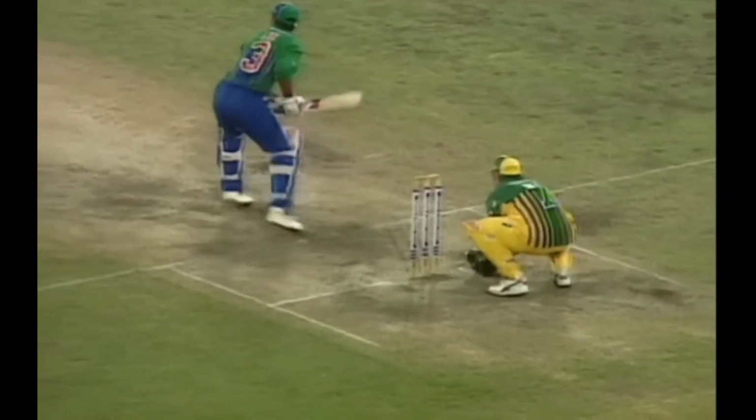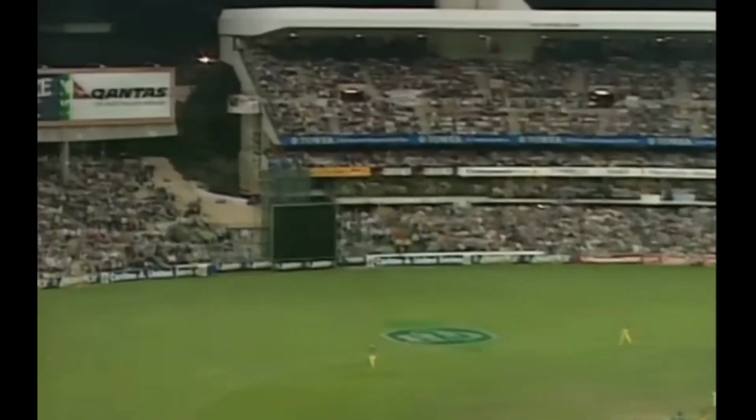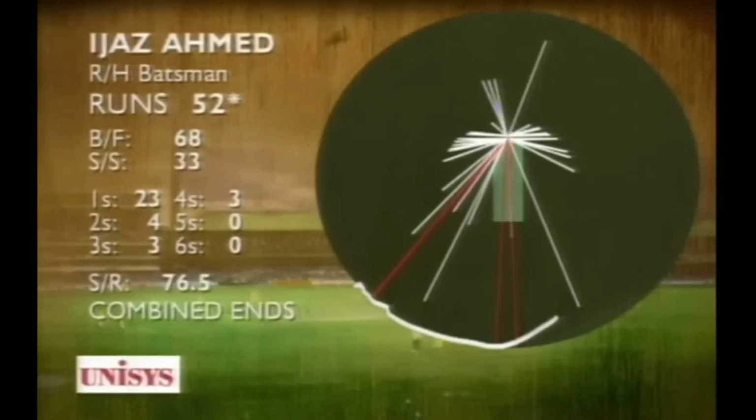That was a good shot. Got to the pitch of it and hit straight again. Very important if you're going to be hitting against the spinners to hit straight. Not quite carrying over the boundary. 1 bounce, and that brings up his 50, Ijaz. A well-played half-century for Pakistan.